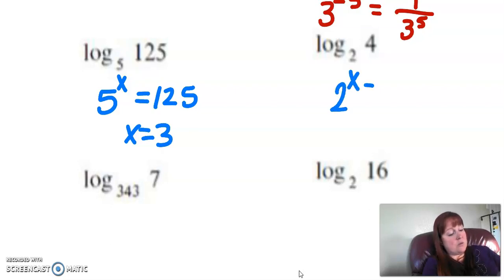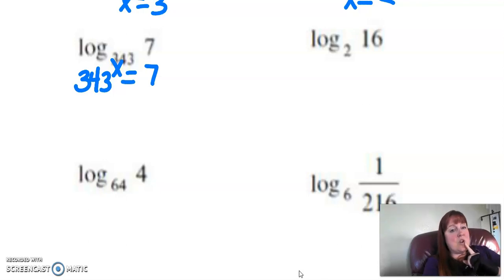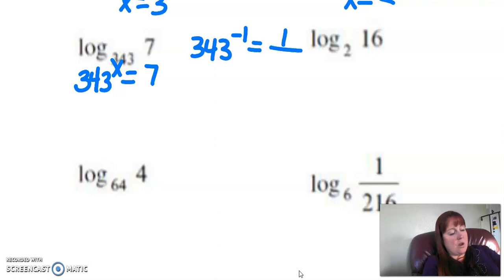This is 2 to the what equals 4. That would be 2. Ooh, this one's tricky. 343, let's write that up higher so we have more room. 343 to the what equals 7. Ooh, I don't know, because it's not a fraction, so this isn't a negative exponent, right? This isn't like, oh, well, 343 to the negative 1, because 343 to the negative 1 would give us 1 over 343. And we don't need a fraction, we just need a number that's smaller than 343.